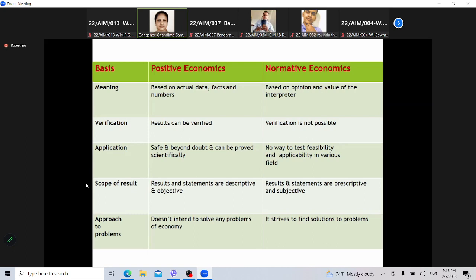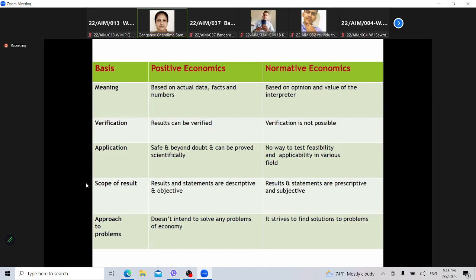I think you can identify the difference between objective and subjective. Objective means theory is theory. It will not change from person to person. Let's say demand theory, you can't change the theory. It's a theory. It's not subjective. Subjective means it changes with people's ideas.